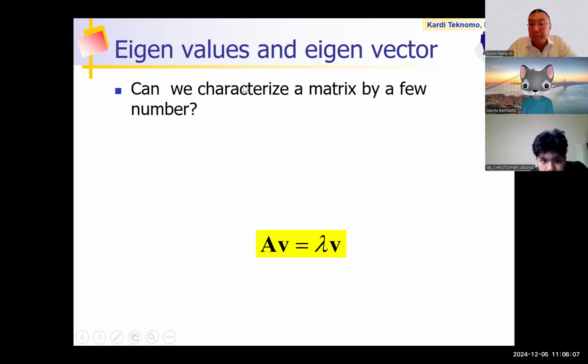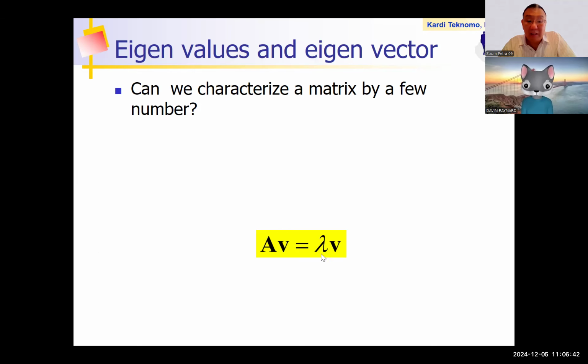So look at this form here. If you have a matrix A, and then you multiply by a vector V, and if this matrix multiplied by this vector V is equal to a scalar lambda multiplied by the same vector V, what can you think about this lambda? What can you think about this lambda?